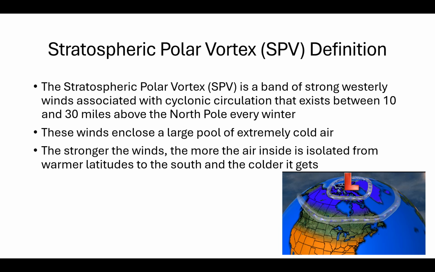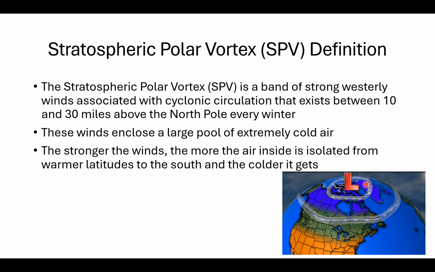These winds enclose a large pool of extremely cold air, and the stronger the winds are, the more the air inside the polar vortex itself is isolated. That cold air is isolated from warmer latitudes to the south. And also, the stronger the winds, the colder the air gets. In the bottom right, I'm showing you an example of this: the red L, which represents the stratospheric polar vortex.